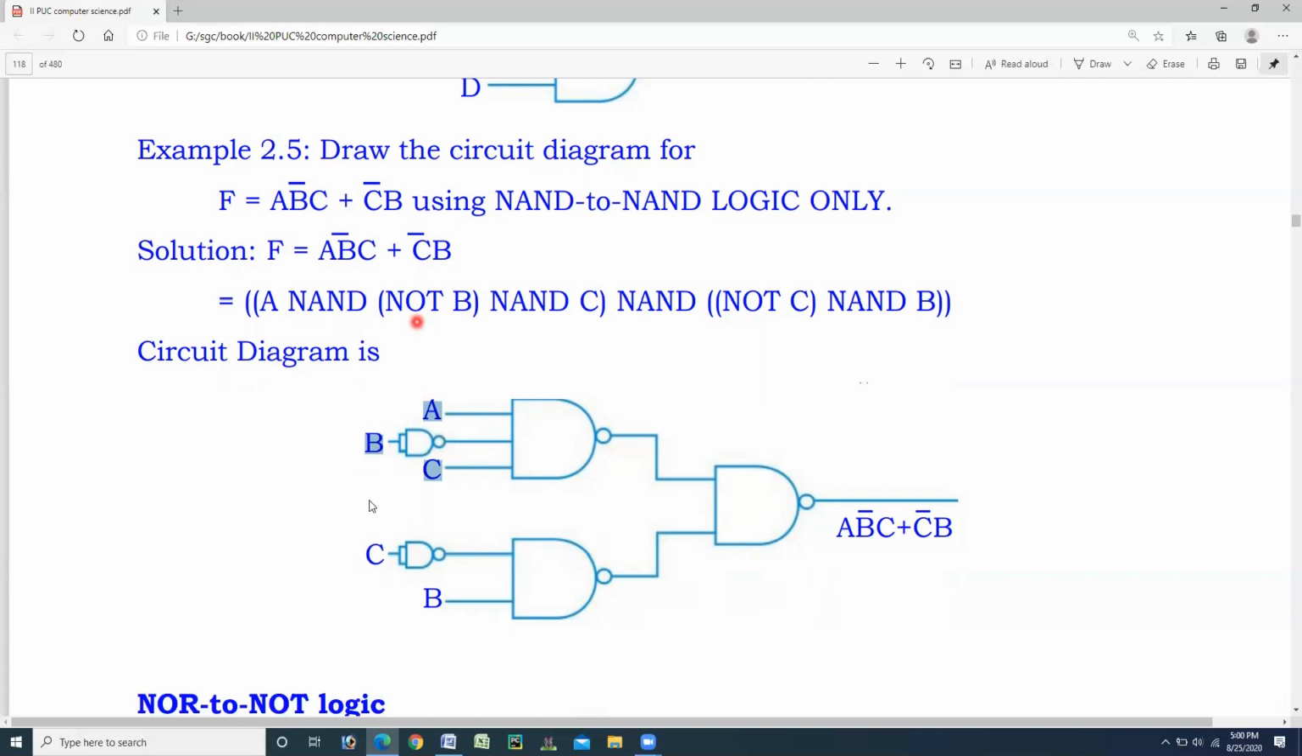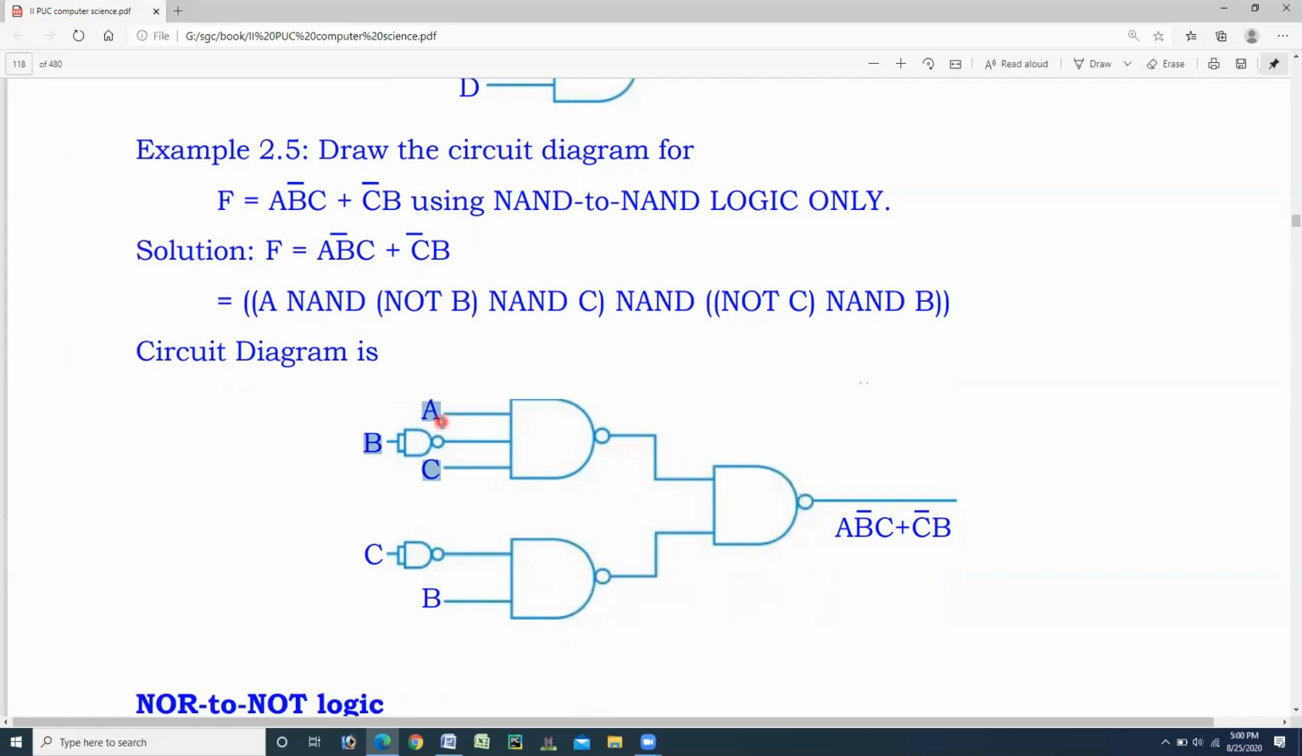You should not use the basic NOT logic gate here. Use NAND only. That's what you have to concentrate on here. If you put a NOT symbol, a basic logic gate, here, then your circuit diagram will be wrong. Keep in mind that we are following a NAND to NAND logic network. It is clearly mentioned here, NAND to NAND logic only. You should not use any other gates, right?